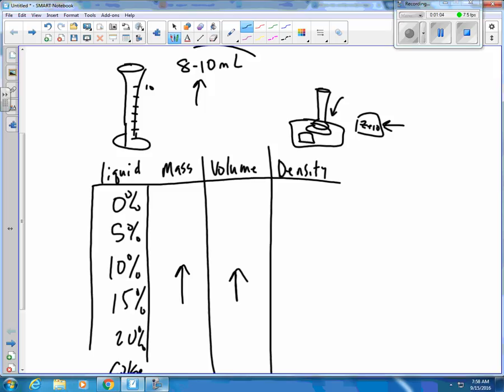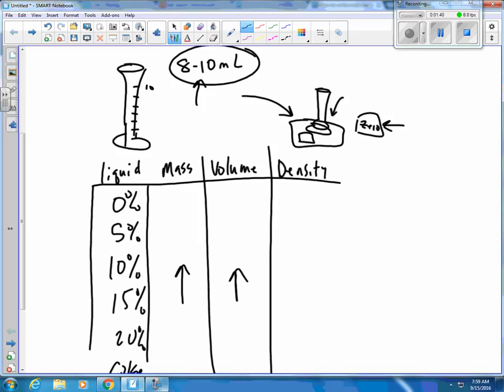Then you're going to add just 8 to 10 milliliters of liquid, whichever one you're on. It doesn't make any sense to waste time trying to get it exactly to 8 milliliters or 9 milliliters or 10 milliliters. Just put it in there, read it as accurately as possible, and mark that down as your volume. Once you've got the liquid in there, you bring it back to the scale, put it on there, and that's your mass.